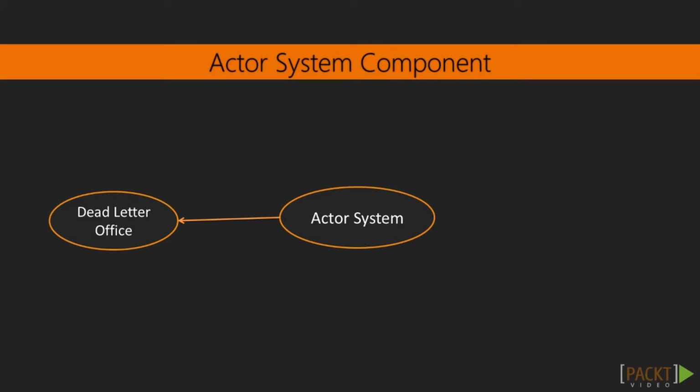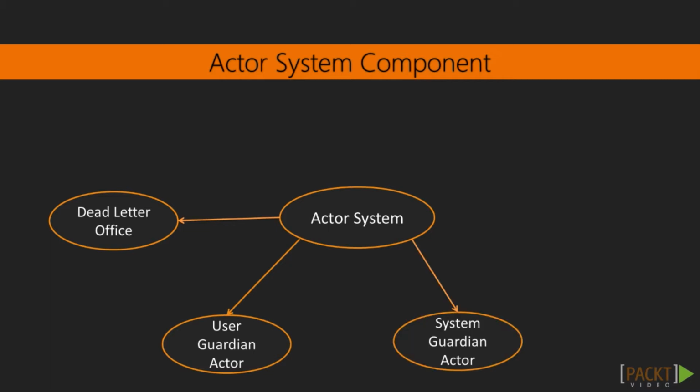The dead letter office is an actor, structurally no different from any other actor. Anytime a message is destined for an actor that either doesn't exist or is not running, it goes to the dead letter office. The user guardian actor is the parent of all actors we create from the actor system. For internal actors that Akka creates to assist you, there is a system guardian actor. It serves the same purpose as the user guardian actor, but for system actors.